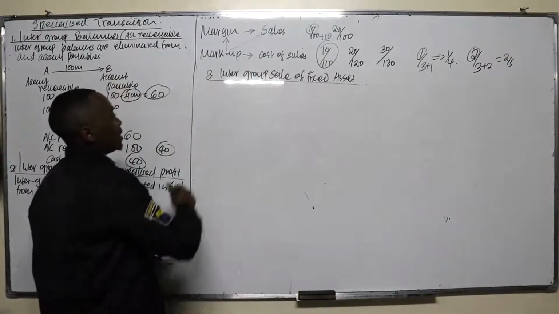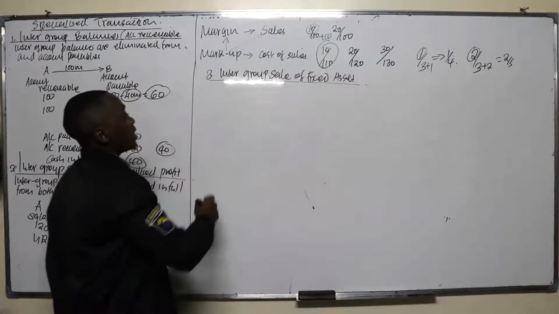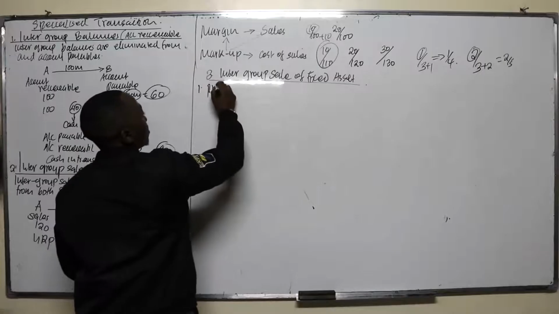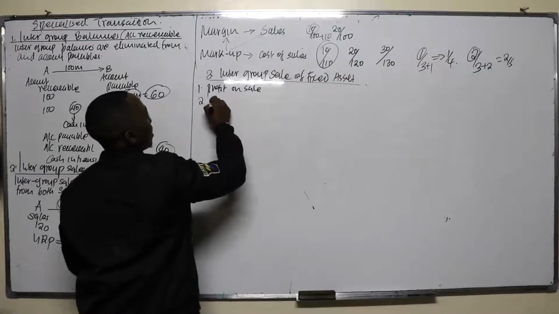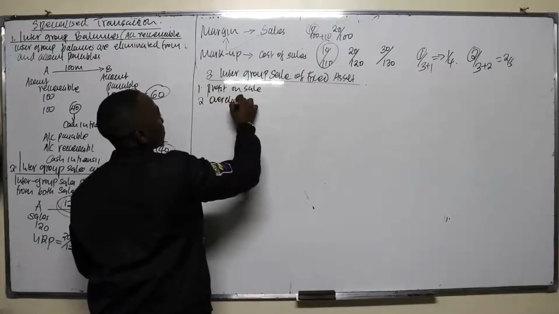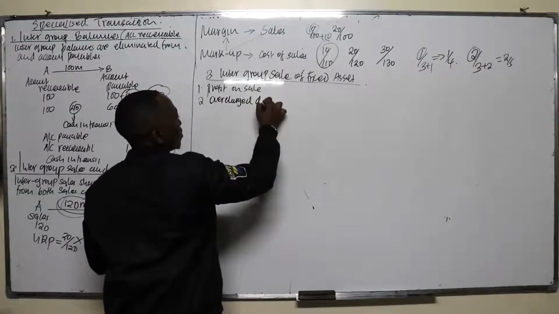How do you account for intergroup sale of fixed assets? Number 1, we have 2 transactions that need to be adjusted. One, it's all about the profit on sale. And then number 2 is the overcharged depreciation. How do you account for that?